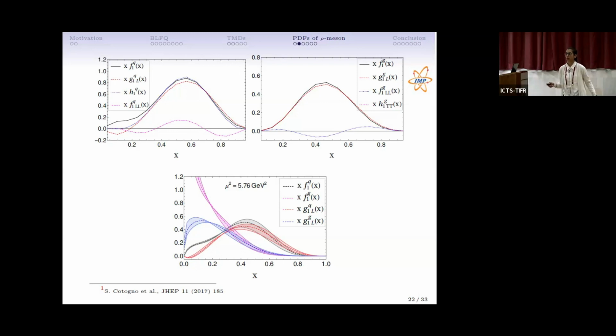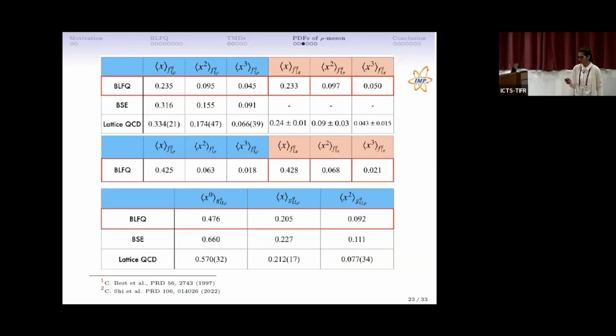And these are the results for F1, the unpolarized and helicity PDF for the quark case and for the gluon case at higher scale. Yeah, this one is for the gluon, the pink one, and this shows the helicity. So we also show these moments of the PDFs. When we compared our results with other approaches like BSE and the lattice QCD approach, we found that our results are a bit underestimated compared to the Bethe-Salpeter equation and lattice QCD. So these are our predictions.